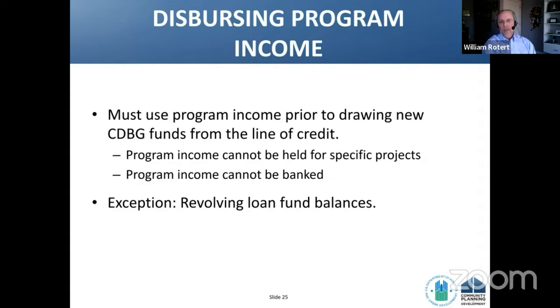Program income cannot be held for specific projects, and program income cannot be banked. As we said earlier, it must be spent first, and it must be spent just like any other CDBG funds. Now, there is an exception that we'll be talking about, and that's what's called an RLF, a revolving loan fund. Those are not treated the same way, and we'll deal with those in just a minute. Next slide.